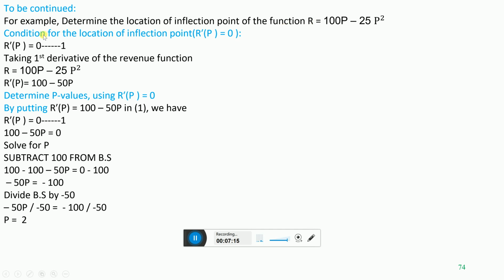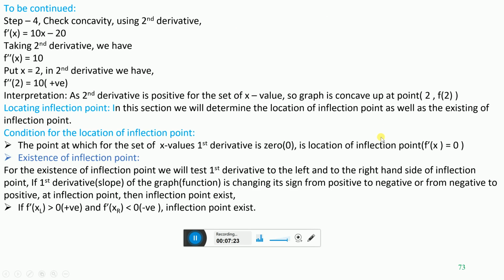Now, the condition for the location of inflection point of the revenue function is R prime of p is equal to 0. I take this from f prime of x is equal to 0. This is the mathematical notation or condition for the location of inflection point.